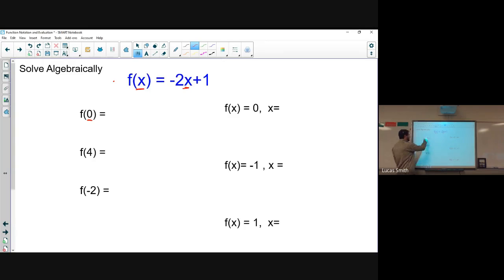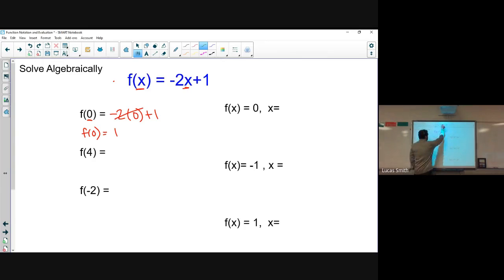So f of 0, I'm going to go up here and replace this x value with 0. Negative 2 times 0 plus 1, and that's pretty easy, right? Negative 2 times 0, that's just 0, so that goes away, and I'm just left with 1. So f of 0 is just 1, and then I'm done. We're done with that one.